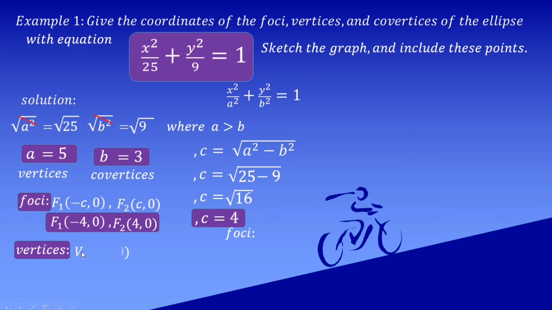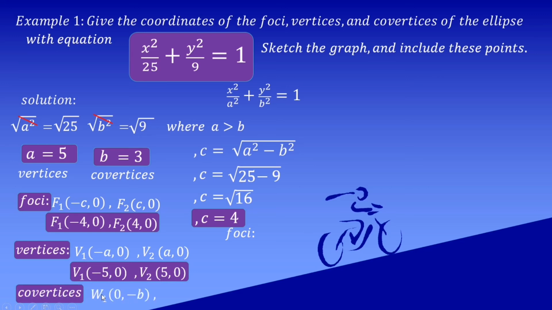And for the vertices, the B sub 1 and B sub 2, B sub 1 natin, negative A, it becomes negative 5, and the value of B sub 2 is 5 and 0. And for the covertices, the W sub 1 is 0 and negative B, so W sub 1 is 0 and negative 3, since the value of B is 3.